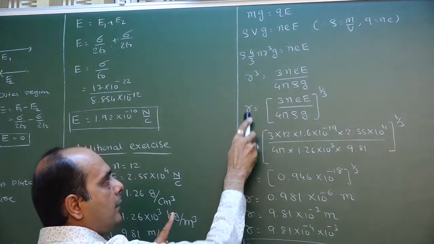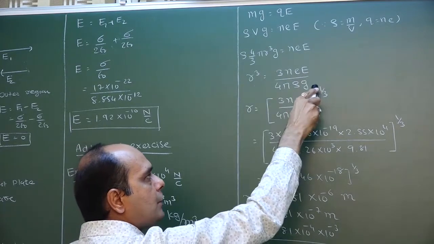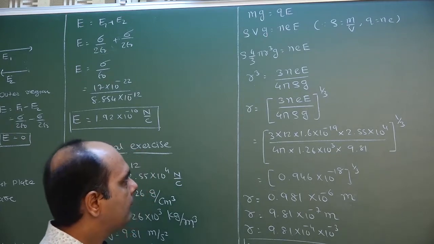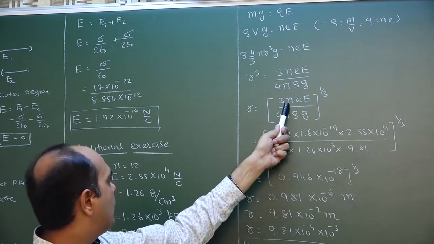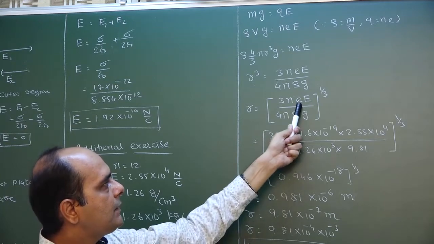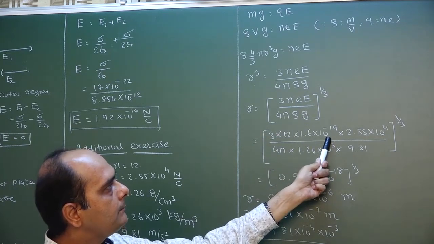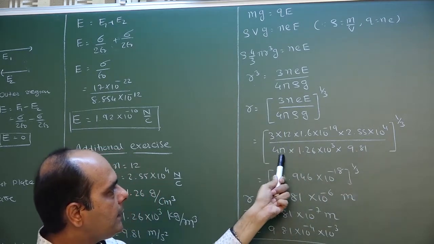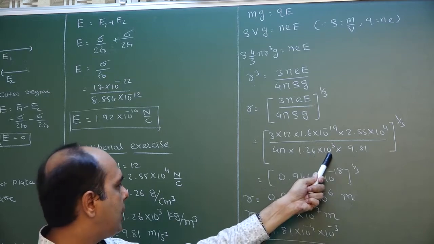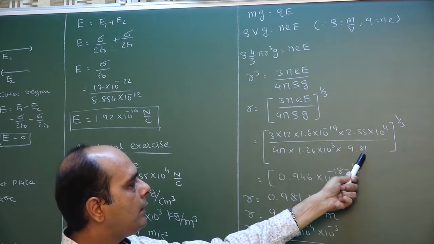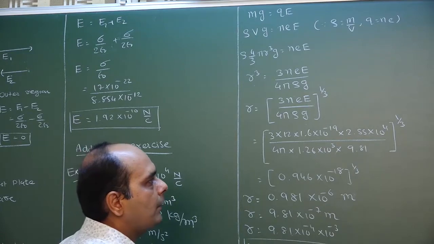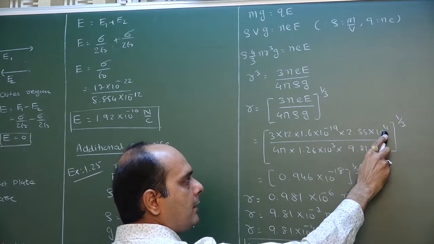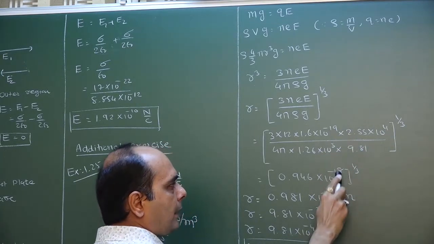We need only r, so this cube goes to the right side raised to 1/3. Now simply substitute the values. 3 as it is, number of electrons 12, charge on electron 1.6 × 10^-19, value of E 2.55 × 10^4, 4π as it is, density rho 1.26 × 10^3, g is 9.81, and the whole raised to 1/3. Students, 10^3 and 10^4 cancel, only 10 remains. 10 and 10^-19 give 10^-18.